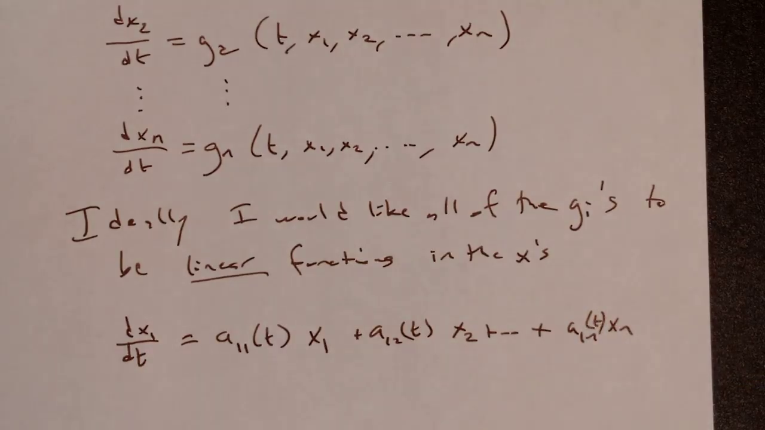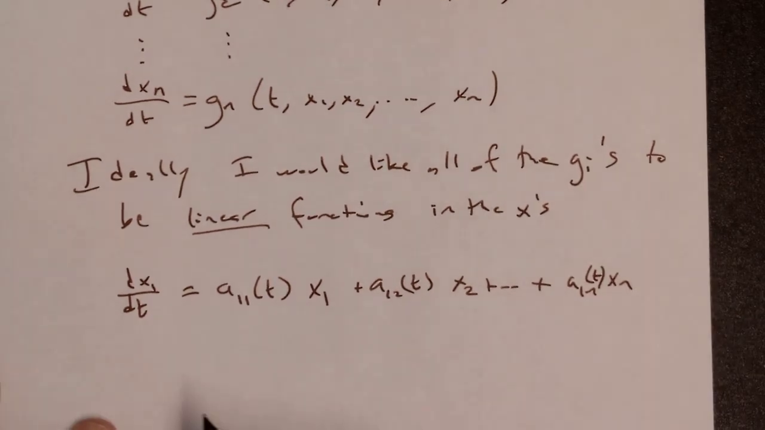Now you'll notice I put double subscripts on those because this is true for not just G1, it's true for G2 and G3 and all the way up to Gn. So I could have a function of t here and here and here. And I could have a function of t for all of these.